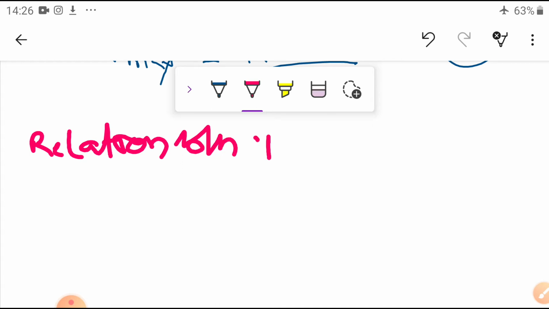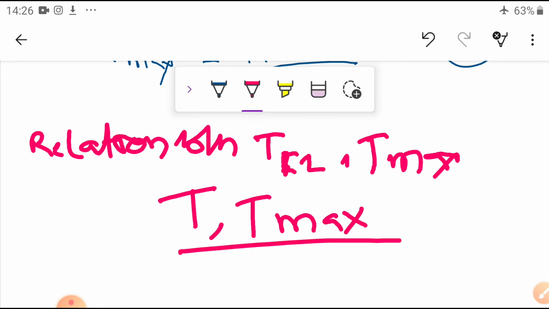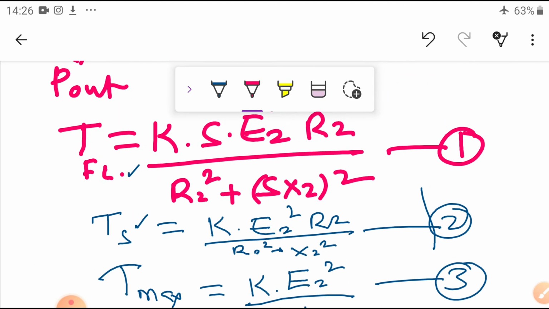We can write the full load torque at slip S, and we can write T maximum. So take T as the full load torque and T max. What is the relation? I am going to derive the equation, using equation 1 and equation 3 here. The relation between the full load torque and the maximum torque I will derive first, and the next relation I will see afterwards. These are the two relations.